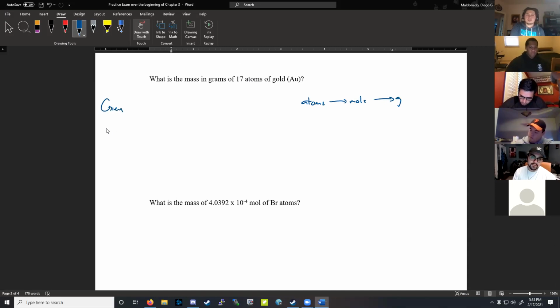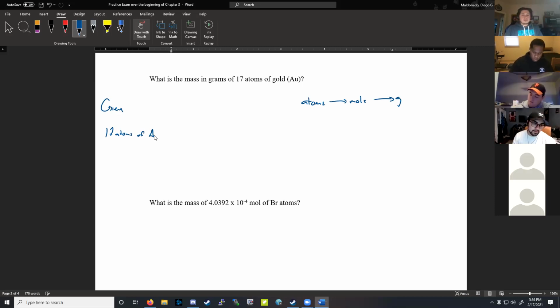Yeah, gold. So to convert from atoms to moles, what do I need? Divide by Avogadro's number. So I need Avogadro's number, 6.022 times 10 to the 23rd atoms per mole. Then to convert from moles to grams, I need the molar mass. And what is that molar mass? 196.9 grams per mole. Okay.